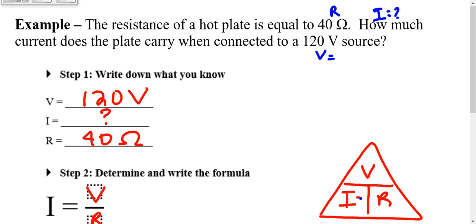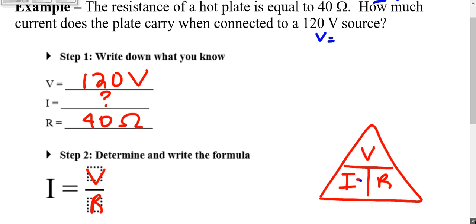So for example, the resistance of a hot plate is equal to 40 ohms. So if I match up my symbols, ohms is resistance, so I put an R above that. How much current? Oh, current is I. I don't know, it's asking me how much. So I is equal to question mark. Does the plate carry when connected to a 120 volt source? Volts is a measure of that potential difference, or V. So I write down what I know. I know that V is 120 volts. I know that I'm trying to find I, so there's a question mark beside it, but I know resistance is 40 ohms.